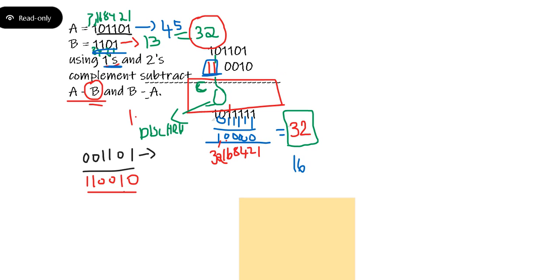So basically, first you have to make sure you have an equal number of digits. Then the subtrahend should be converted to ones complement. Then you add it. When you add, if you have a carry, you discard that carry. And then you convert the answer to ones complement again. You will get that number. Okay. You can see another example.